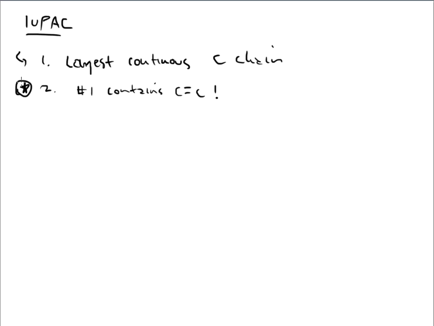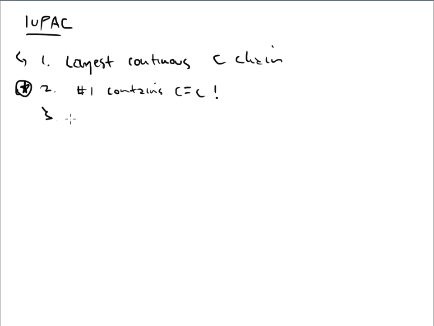But here it is. So if we're going to name this as an alkene, then we want to pick the one that contains the longest carbon chain, but it has to contain the carbon double bond carbon. So if the longest carbon chain was there but did not include the carbon double bond carbon, we cannot use that. It has to include the double bond because we're naming it as a double bond.